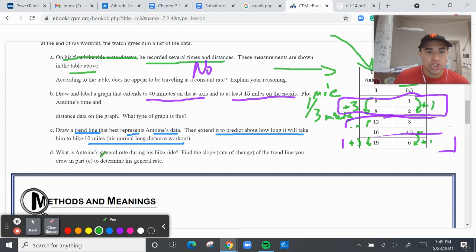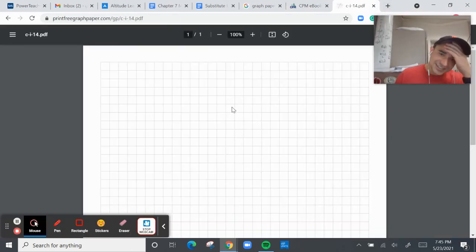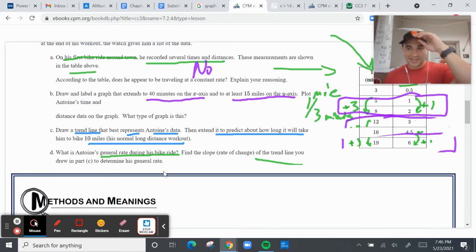What is Antoine's general rate during his bike ride? Find the slope of the trend line. So, oh no, I just closed it out. Oh no. All right, basically, if you can go back and pause it, the trend line is going to be, let me just pause real quick. All right, so I tried, but basically we did a line drawn. I can't believe I closed it out.